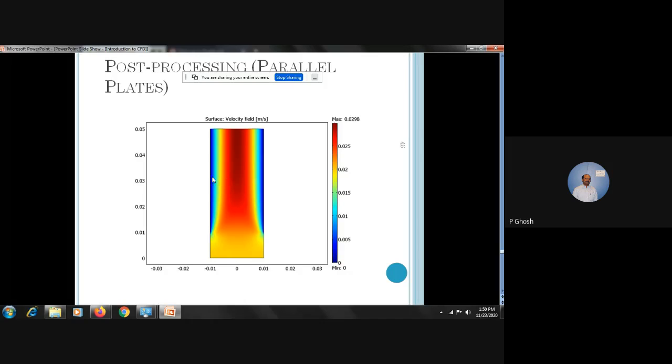This is a cross check that your no slip has been properly implemented. These are the two plates, so you are getting zero velocities. Just see the zero at the wall. This is the entrance of the flow, and at the wall you are getting no slip, so you get a deep blue color here. So the no slip has been properly implemented, and that is the way you should visualize the results.